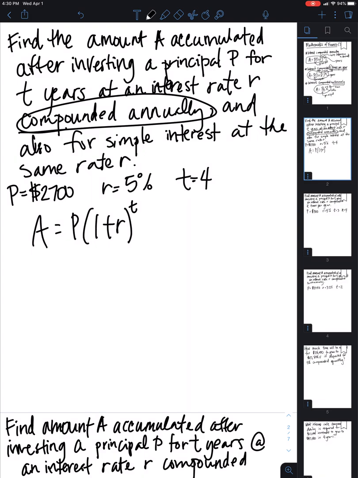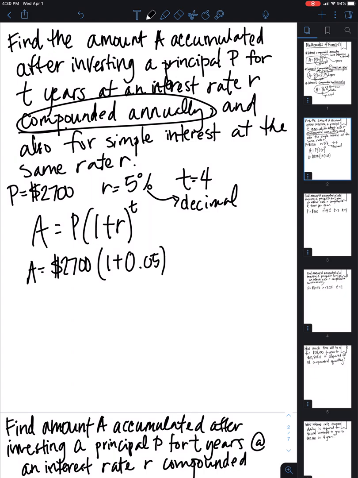Okay, so let's fill this in. So 2,700. We want to write the rate as a decimal. Remember, write it as a decimal. So 0.05. And then the time, the number of years, T is years, right, 4. So if I put that into my calculator, I get 3,281. Okay, so that was the first question.